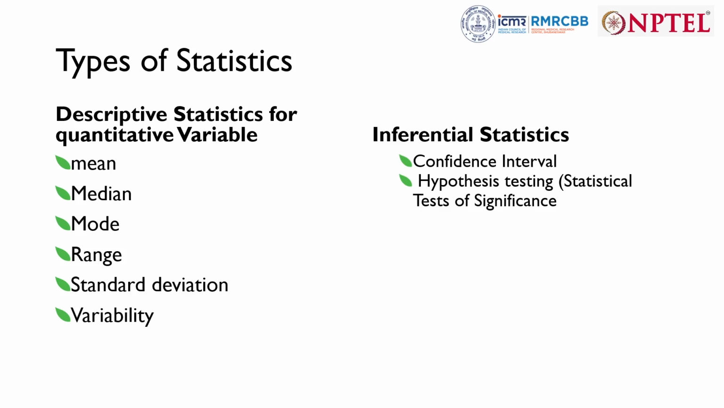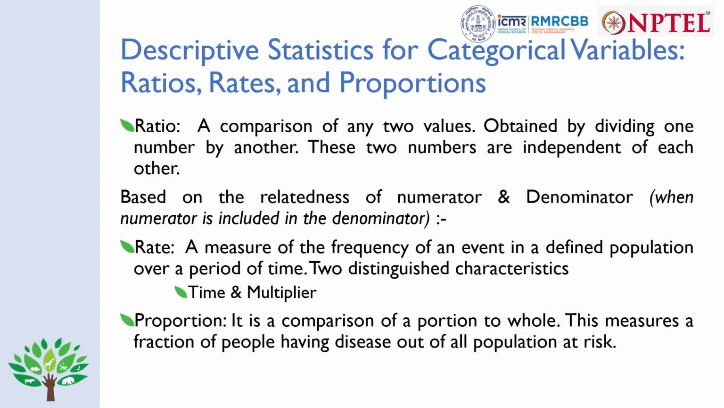One is confidence interval, another is hypothesis testing, that is statistical test of significance. So first we will discuss descriptive statistics for the categorical variable. Descriptive statistics for categorical variables can be expressed in terms of ratio, rates and proportion.